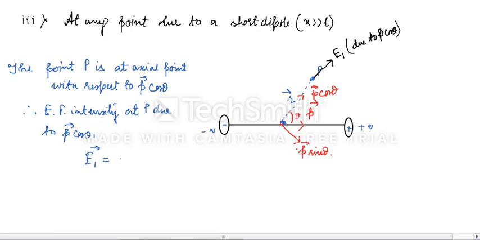So E1, what is the expression? The expression is K into 2P cos theta by the distance, that is R cube. If we name this as O and this is P, by removing the vector sign above the P, we can write it as along OP.